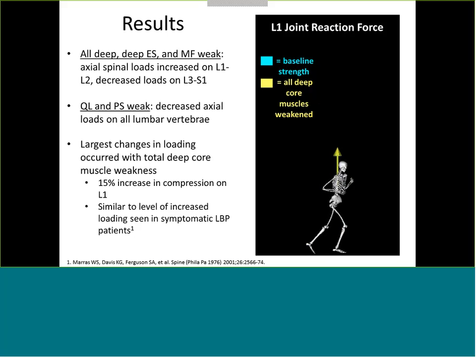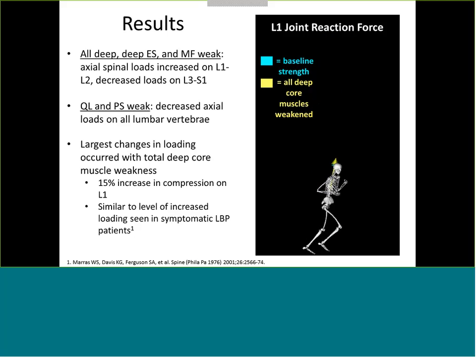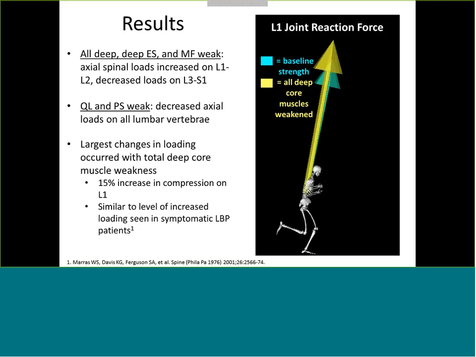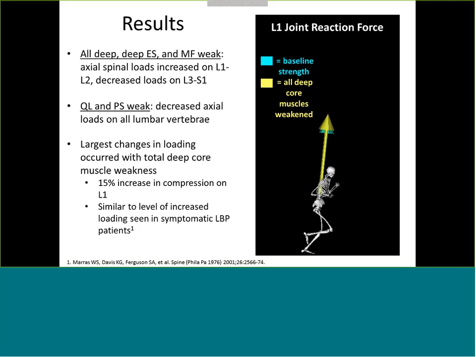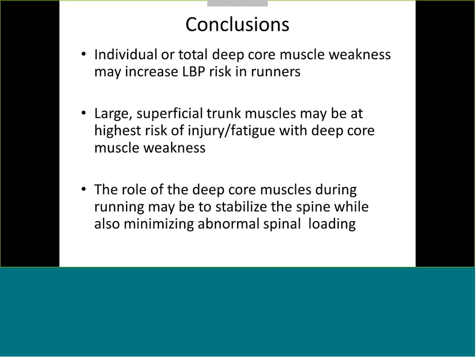Expectedly, we saw the largest changes in spinal loading occur when all the deep core muscles were weakened together. In this case, we saw a 15% increase in the peak compression on the L1 vertebra. This is not quite as high, but similar to the level of increased loading seen in symptomatic low back pain patients. So from all this, we concluded that individual or total deep core muscle weakness may increase low back pain risk in runners, although further studies are needed to confirm this relationship.